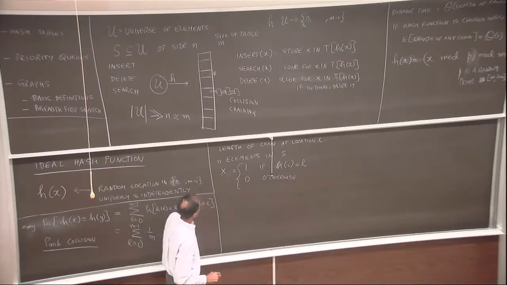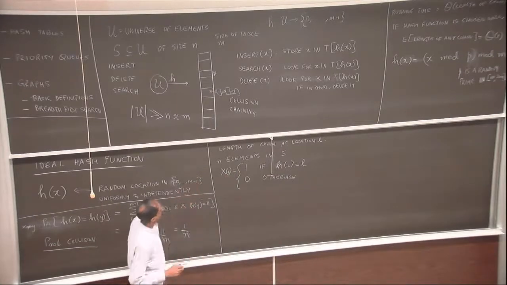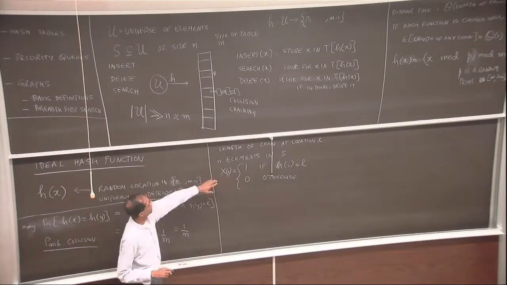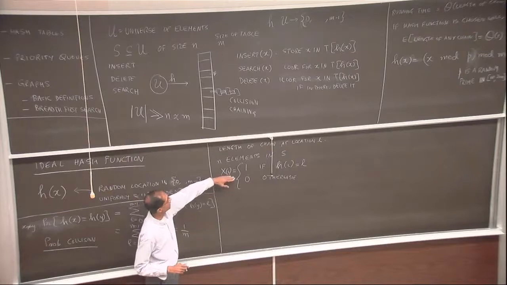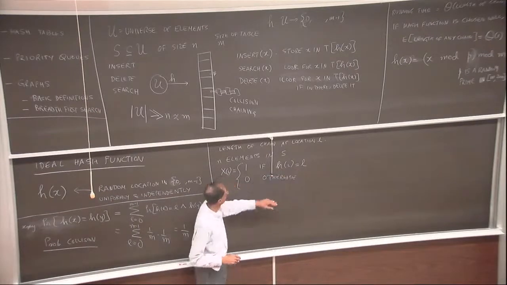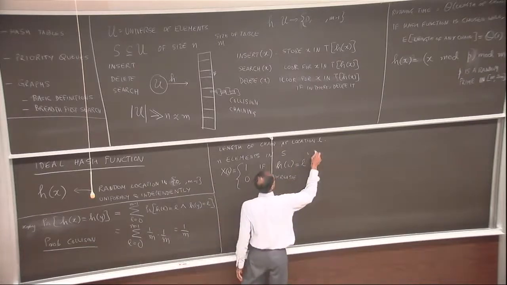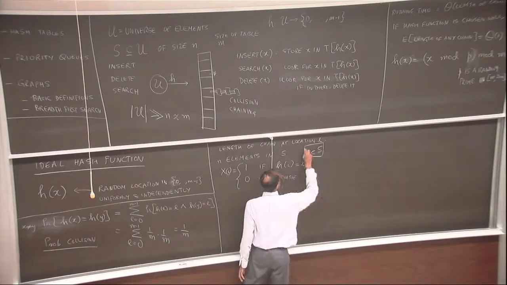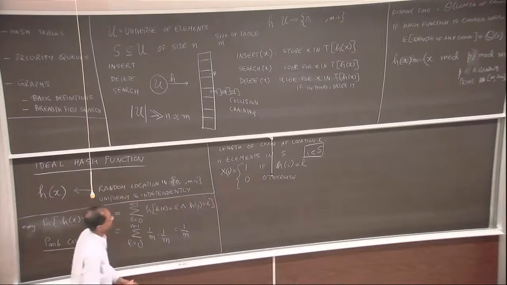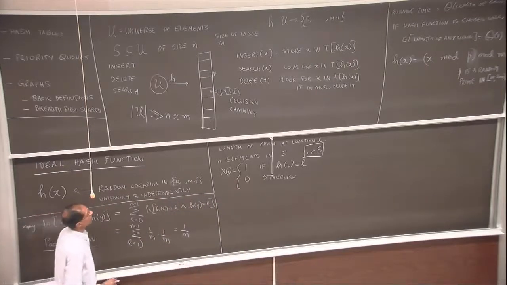Write this as x. X_i is a random variable. I say that it's 1 if h of that element i maps to l, and 0 otherwise. i is an element in S.